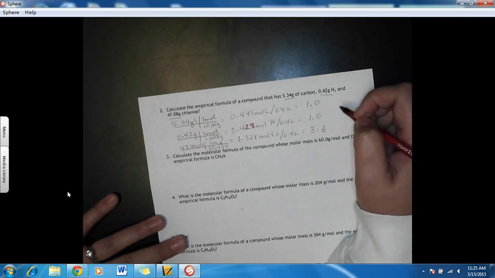Okay, and so next we need to multiply till whole. So how do we multiply these until we have a whole number ratio? What fraction is 0.2? Alright, that'd be 1/5. So we would multiply each of these by 5. And so we'd have 5, 5, and then 3.2 times 5 will be 16. So we have 5 carbons, 5 hydrogens, and then 16 chlorines.